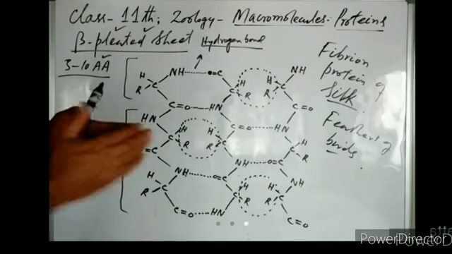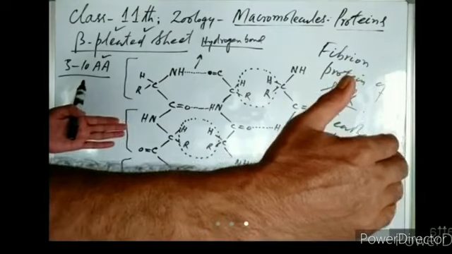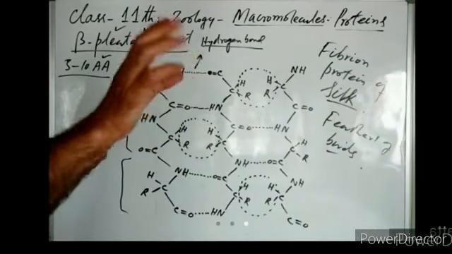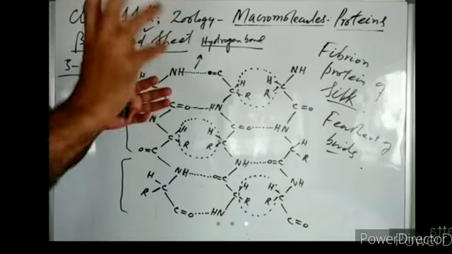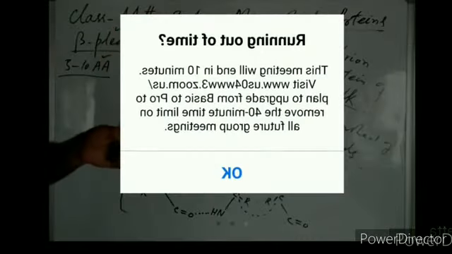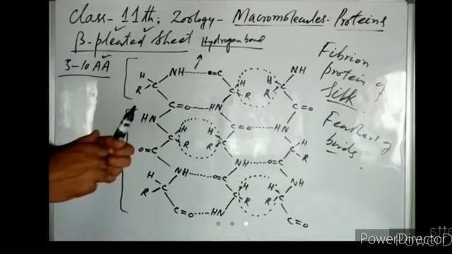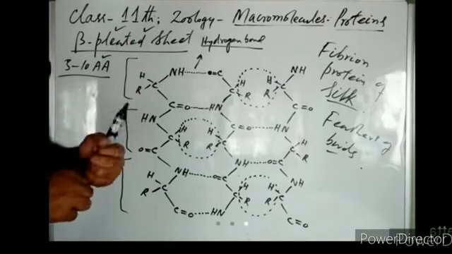In alpha helix, first a linear polypeptide chain is formed. Then that linear polypeptide chain gets coiled around an imaginary axis. That becomes helical. That becomes a coil-like structure. Then that is stabilized by hydrogen bonds. So we call that alpha helix.